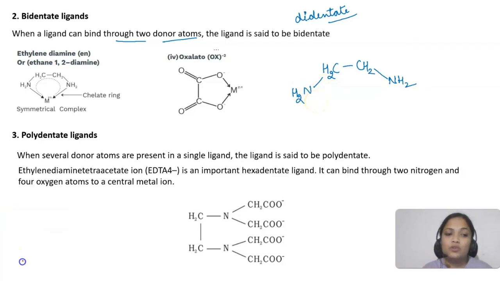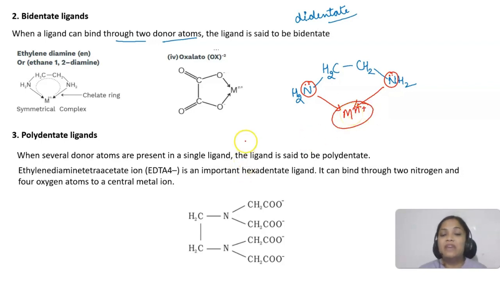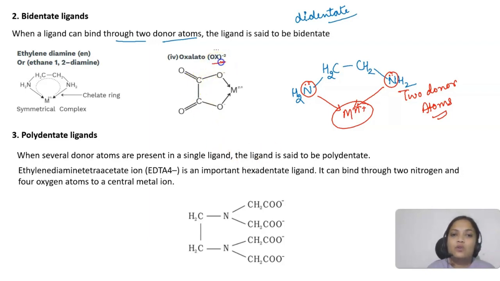तो अब कौन से दो डोनर एटम है? Two nitrogen. See, one nitrogen it is having a lone pair and another nitrogen it is having a lone pair. So both of these can donate their electrons to the metal ion, okay, or the central metal atom or ion. तो अब यहाँ पर there are two donor atoms. Okay, two donor atoms. So if there are two donor atoms, it's a bidentate ligand. Okay, all right.